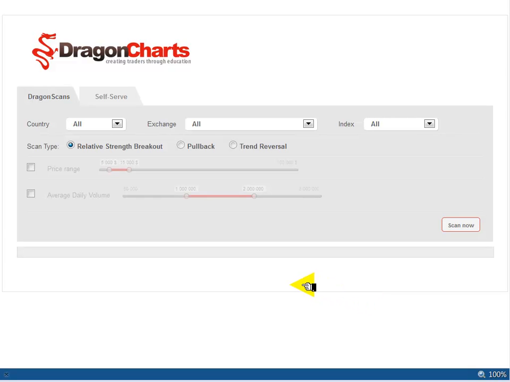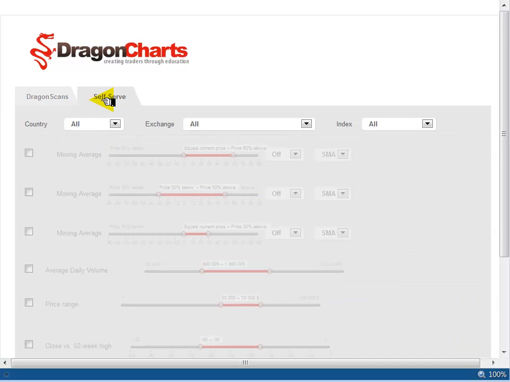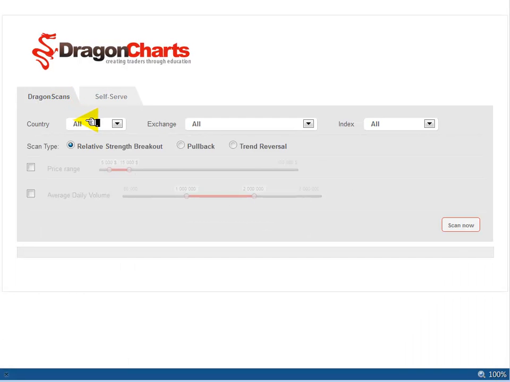There's two types of scans that we can do. One is called DragonScans, and the other is called self-serve, and we switch between them by clicking on the tab here. Now DragonScans, this is a very quick way for somebody to scan for the types of stocks that we trade. We have a trading course in which we teach our students the strategy that we've been using successfully for many years, and in that course we talk about three types of trades that we take.